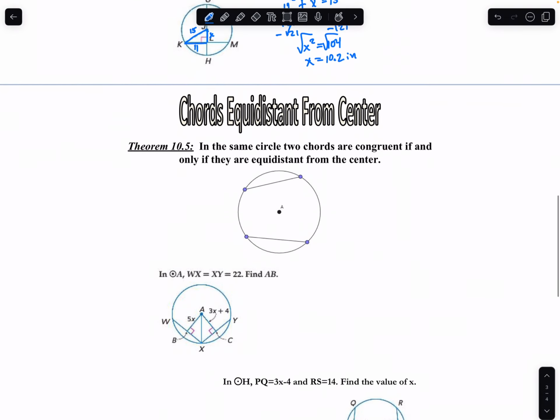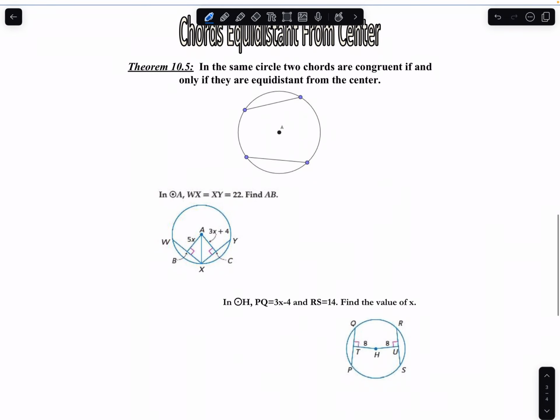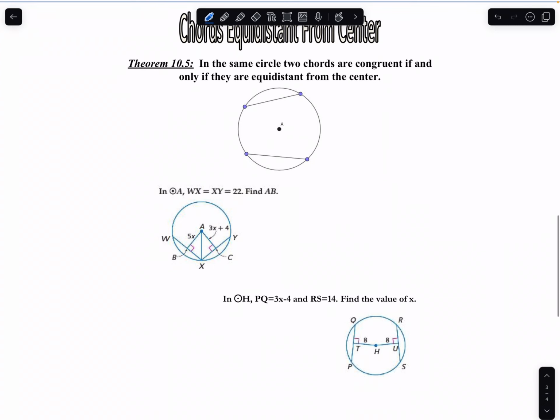In this next section, we're going to be talking about the length of chords when they're the same distance from the center. As you can see in the theorem here, it says in the same circle, or 2 congruent circles, if we have 2 chords that are the same distance from the center. So let's say that I don't know the length of this chord. I have a chord here. Let's call this BC.